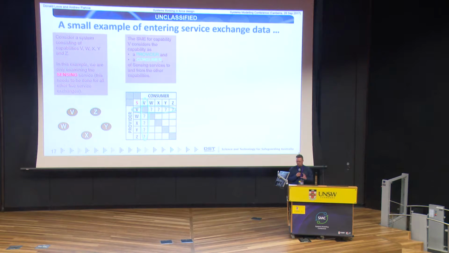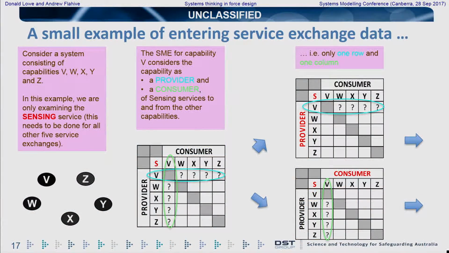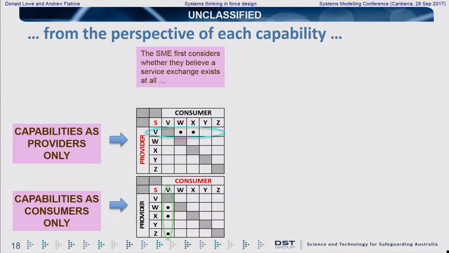Taking the project manager for V, what they do is look at what services they provide across. In the top matrix, you're looking at V providing a sensing service to the others, and in the column at the bottom, you're looking at what sensing service V is consuming from the other providers. So the first step, I guess, is to identify which other systems you are consuming from and providing to.